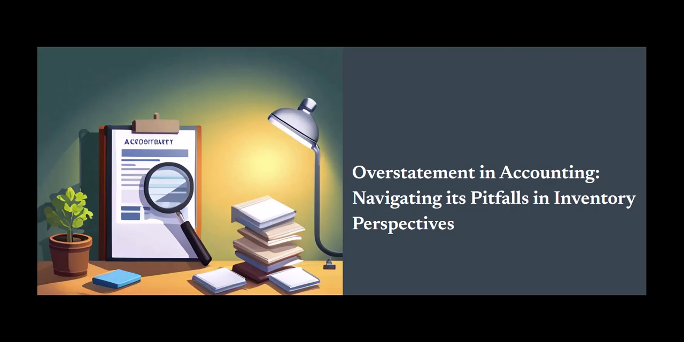In conclusion, navigating the pitfalls of overstatement in accounting, particularly in inventory management, is crucial for any manufacturing business. By recognizing the causes and consequences of inventory overstatement, companies can take proactive steps to detect and control it. Implementing robust internal controls, conducting regular physical inventory counts, leveraging technology, and ensuring the proper application of accounting principles are essential strategies to mitigate risks.